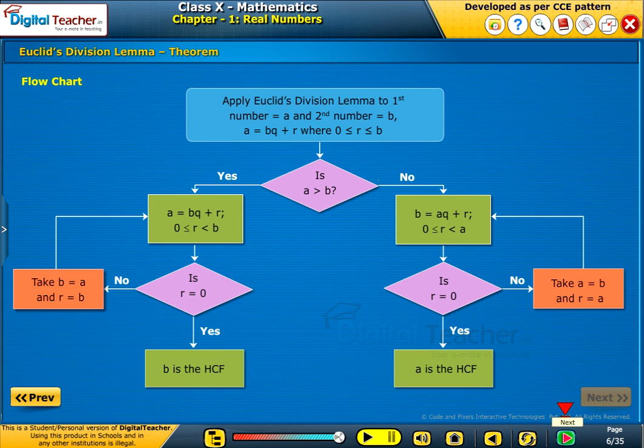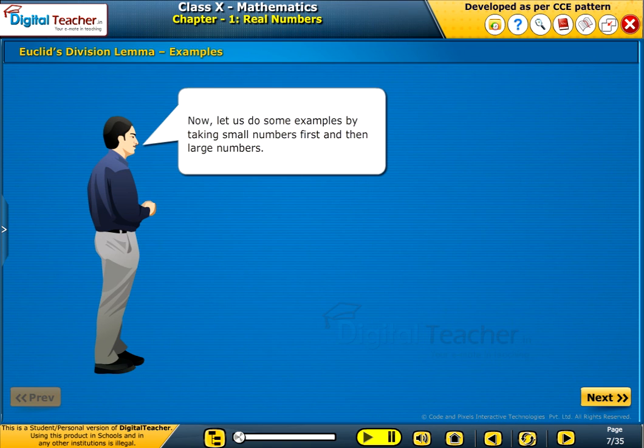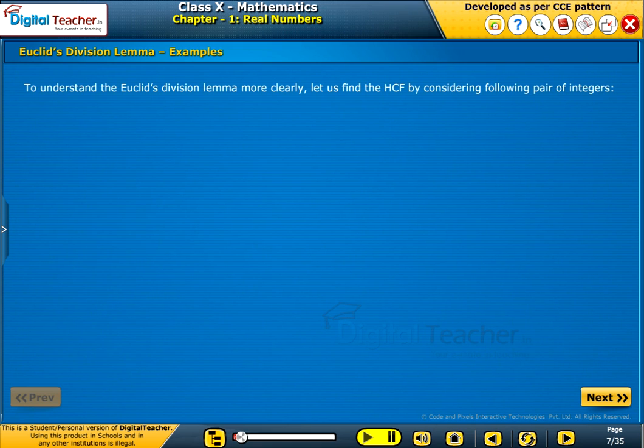Now, let us do some examples by taking small numbers first and then large numbers. To understand Euclid's division lemma more clearly, let us find the HCF by considering the following pairs of integers. A. 20, 4. Step 1. Apply EDL to the above numbers. Here a is equal to 20, b is equal to 4.